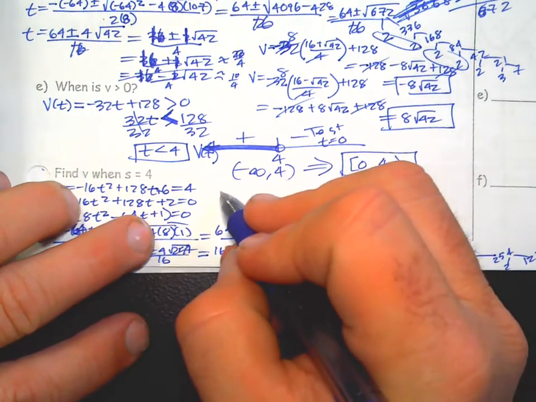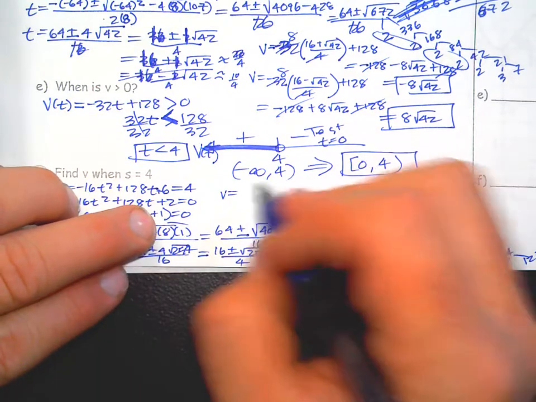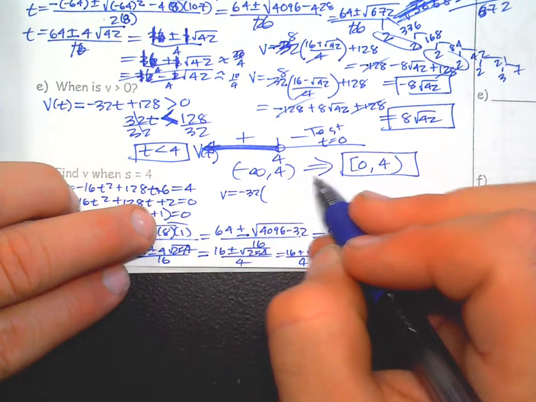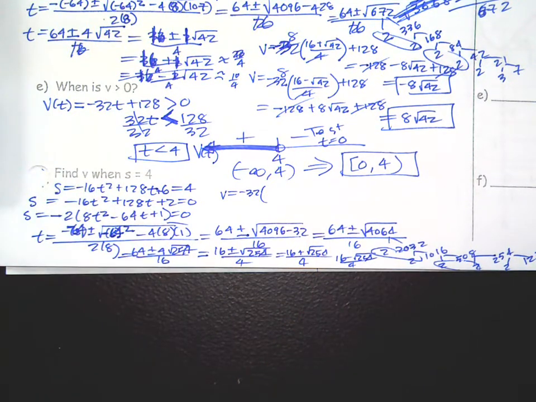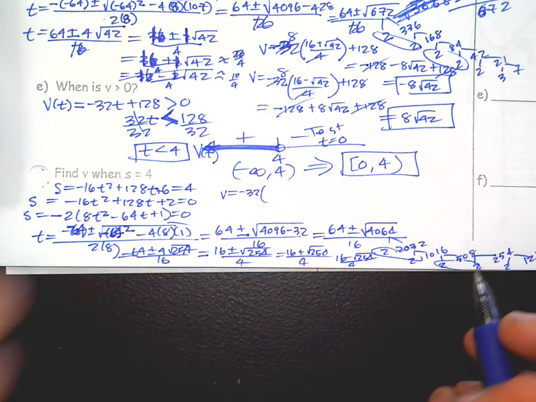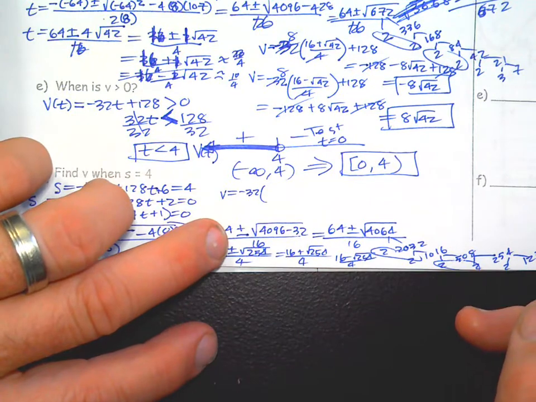So we're going to plug those into your velocity equation. So that's going to be negative 32 times, let me just double check, make sure I didn't make any mistakes here. Okay, I think I might have wrong answers in my answers. So I guess we'll work them out right now.